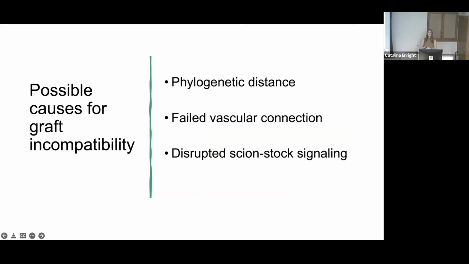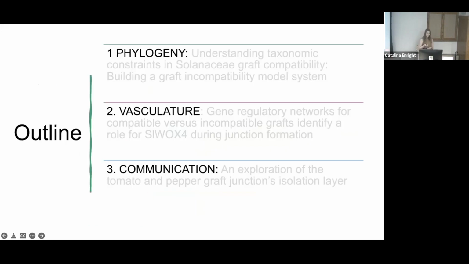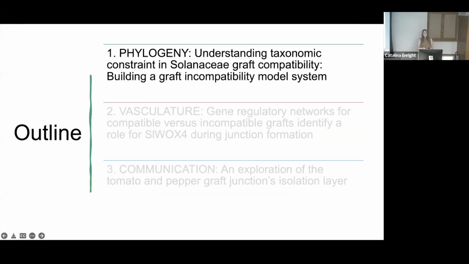And there's a lot of different potential causes for this. Some of the hypotheses that are very abundant in the literature include the effect of phylogenetic distance, failed vascular reconnections, and also disrupted communication between the scion and stalk. So today, I'm going to talk to you about 3 chapters of my dissertation that each address one of these potential hypotheses, starting with phylogeny.